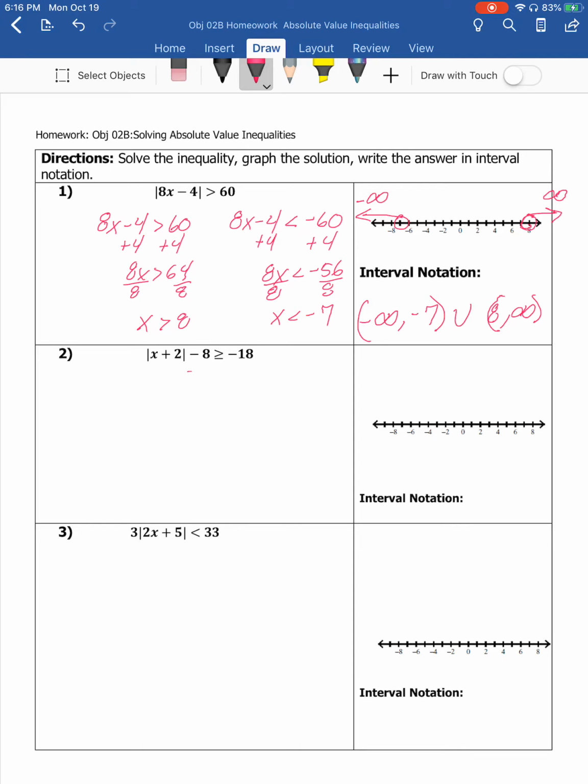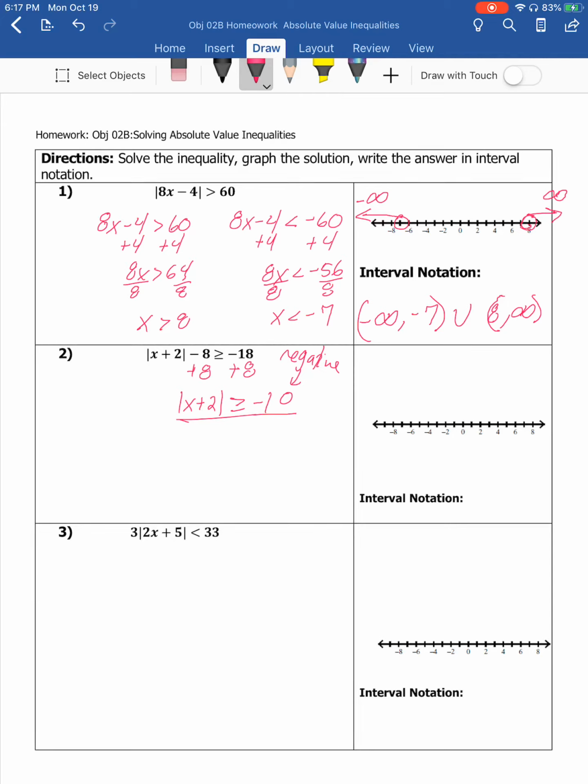Okay, the next one, I add 8 to each side. I have the absolute value of x plus 2 is greater than or equal to negative 10. And I stop, because as soon as I see that this is a negative, I know that this is going to be something weird. If this was an equation, it'd be no solution.